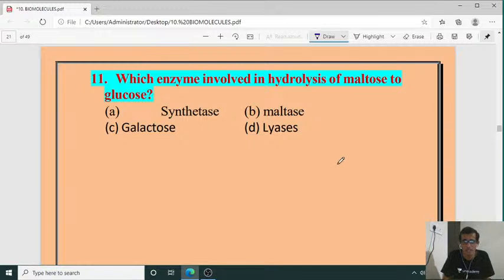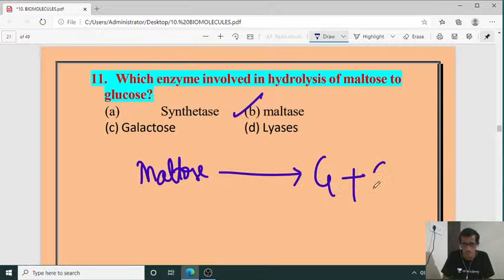Which enzyme is involved in hydrolysis of maltose to glucose? Maltose is converted into glucose plus glucose by which enzyme? So 11th one, synthetase, galactose, maltase, lyases. That is the maltase, isn't it? So maltose gives glucose plus glucose in the presence of the maltase enzyme. This is one of the carbohydrates, or we can say the digestion of a biomolecule, that is maltose.